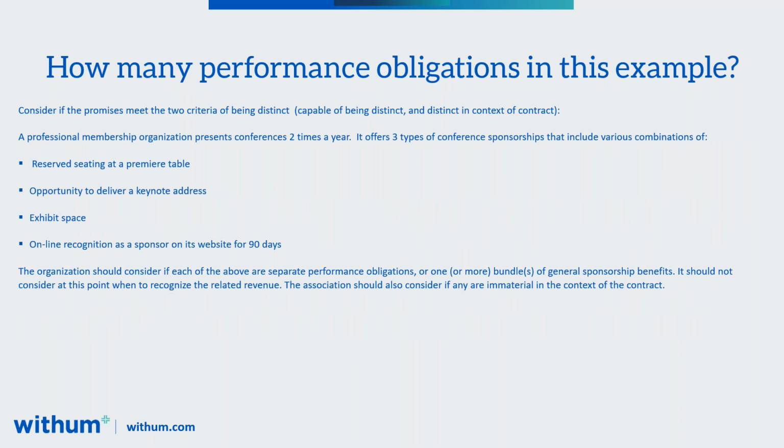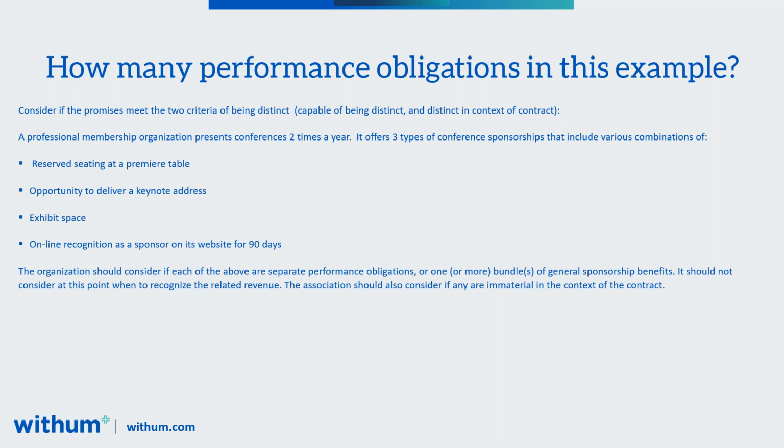Here's another one. How many performance obligations do you think are in this example? In this case, we have a professional membership organization. It presents conferences 2 times a year, and it offers 3 different types of conference sponsorship that include various combinations of reserved seating at a premier table, opportunities to deliver a keynote address, different sizes of exhibit space, and online recognition as a sponsor on its website for 90 days.